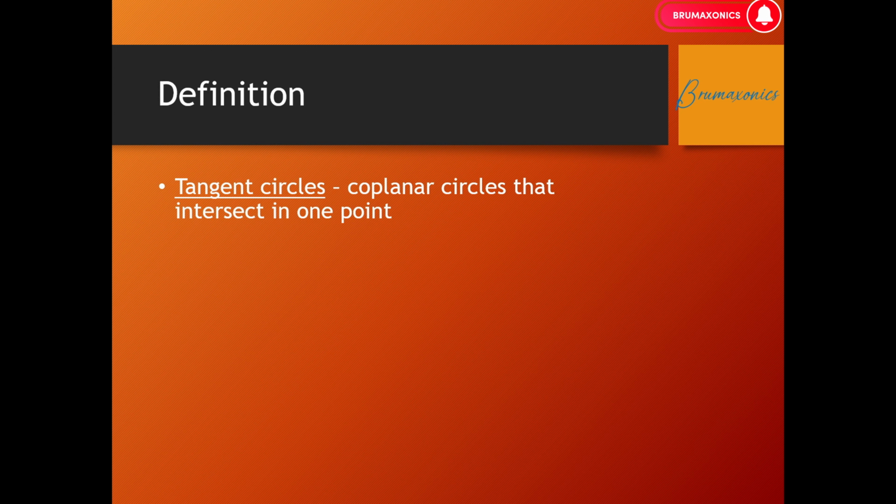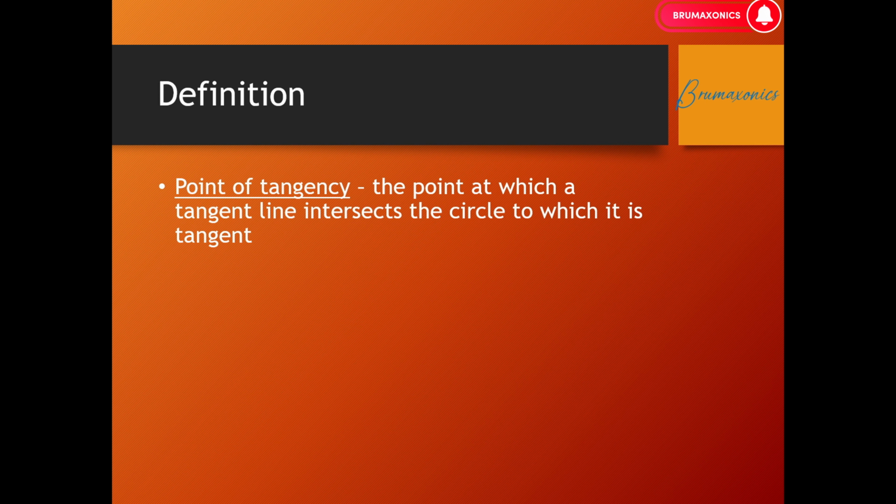So we have the tangent circles, and with the tangent circles, where we know that they intersect with each other, we can actually call that the coplanar. So this is actually important because sometimes when you see the name, you should be able to understand what they are talking about. So that's the only thing that I'm trying to provide you with in this introduction. So the point of tangency will definitely be the point at which the tangent line intersects with the circle.